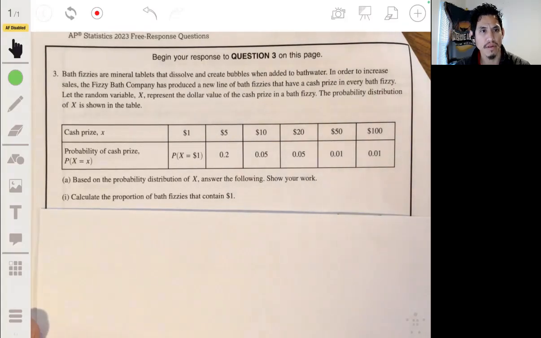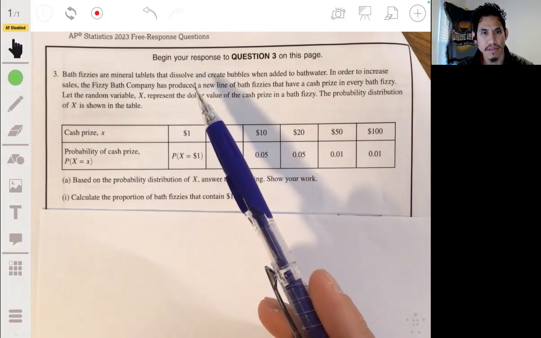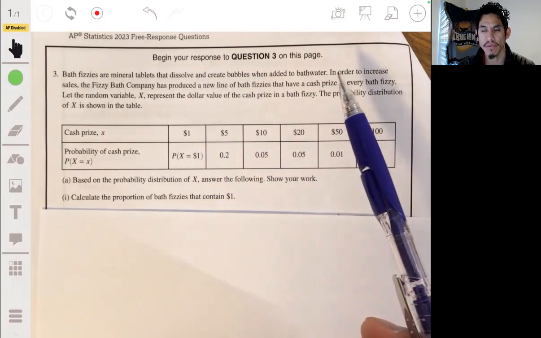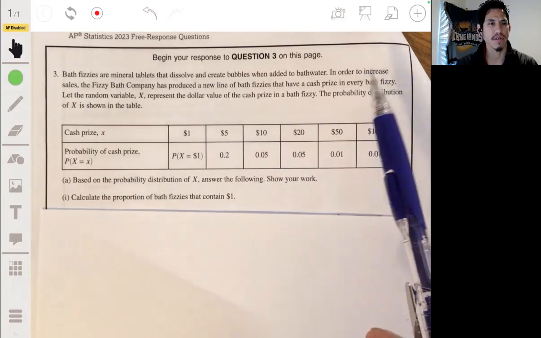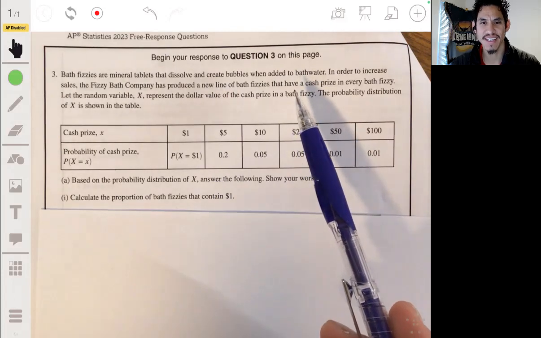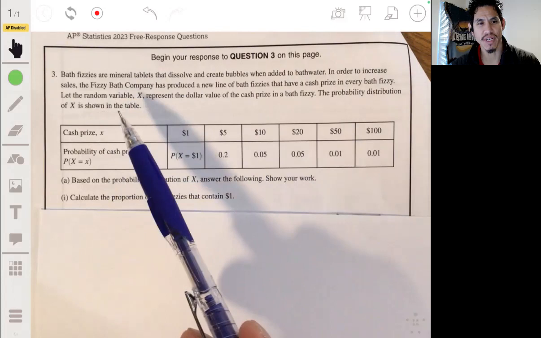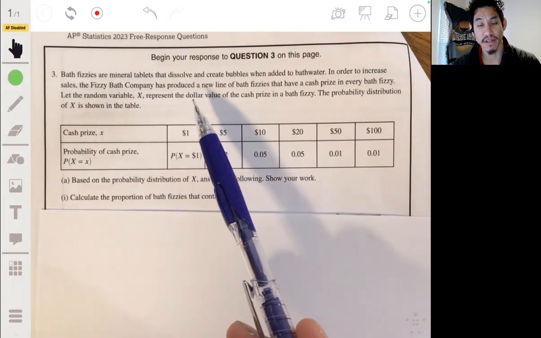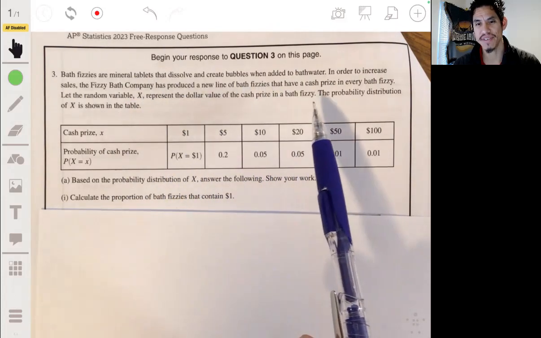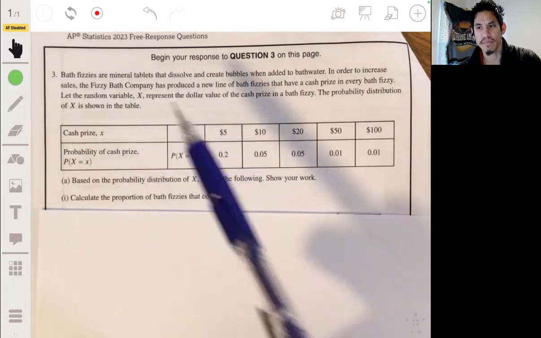All right, problem 3. Bath fizzies are mineral tablets that dissolve and create bubbles when added to bath water. In order to increase sales, the Fizzy Bath Company has produced a new line of bath fizzies that have a cash prize in every bath fizzy. Let the random variable X represent the dollar value of the cash prize in a bath fizzy. The probability distribution of X is shown in the table.